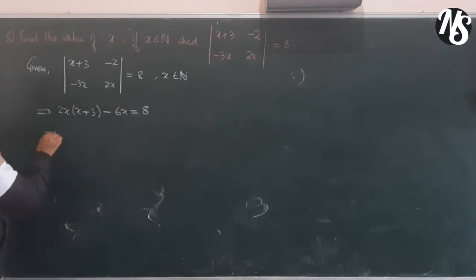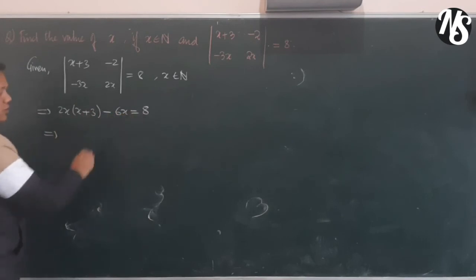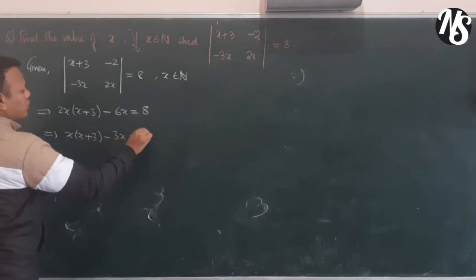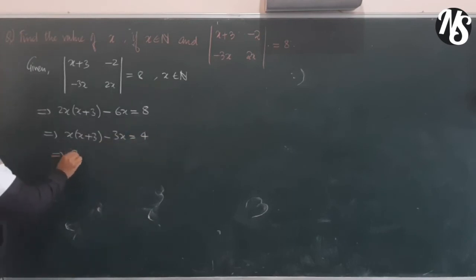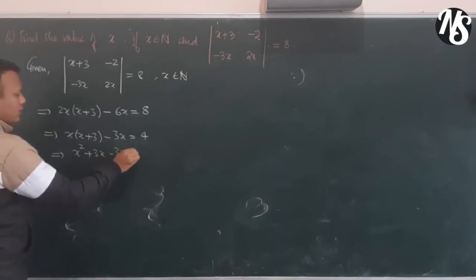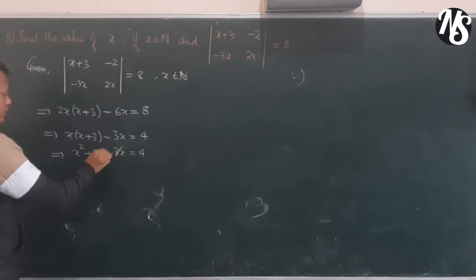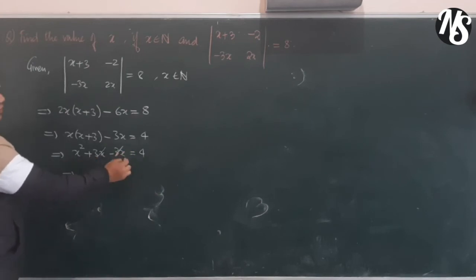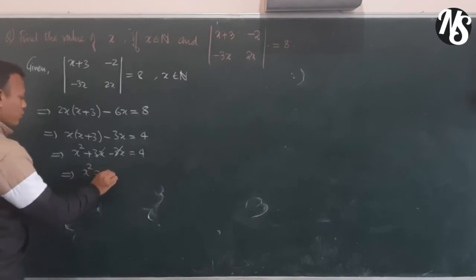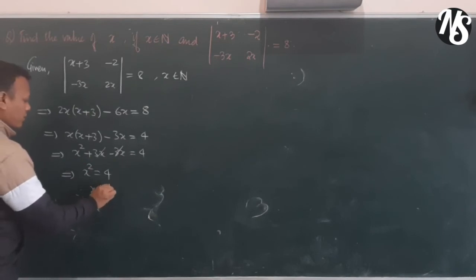First and foremost, let's divide throughout by 2, because every term is divisible by 2. So you get x into (x+3) plus 3x equals 4. Open the bracket, so you get x squared plus 3x minus 3x equals 4. The 3x terms get cancelled. Sometimes if it's not cancelling, then bring everything to one side, you get a quadratic equation and solve it. Here we get x squared equals 4, and therefore the value of x will be plus minus 2.